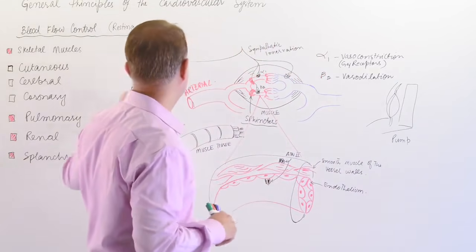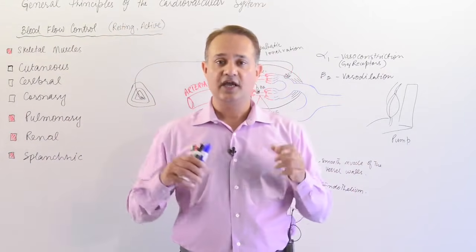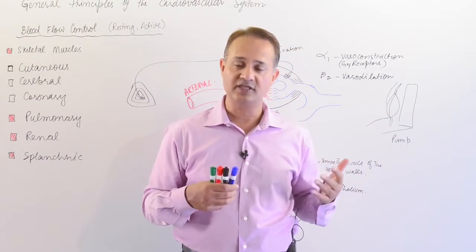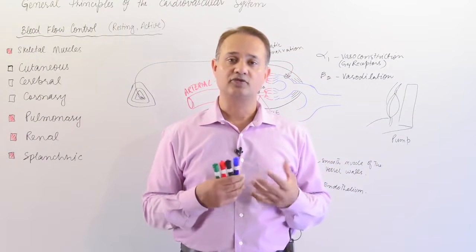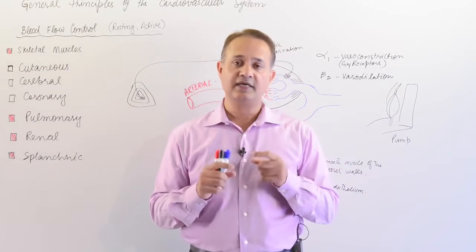What we need to understand is the blood flow at resting state and in active state. In both states, when we are active, when we are exercising, what happens to the blood flow to the muscles, and when we are at rest, what happens to the blood flow to the muscles. So keep this in mind.